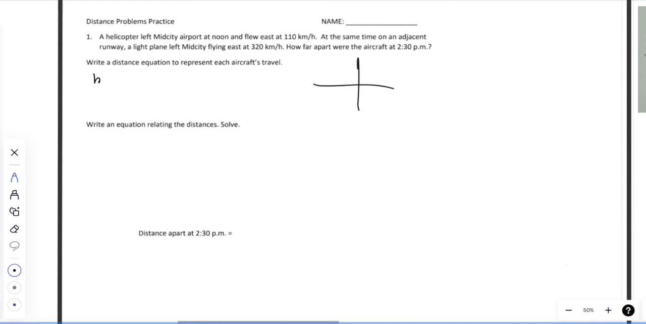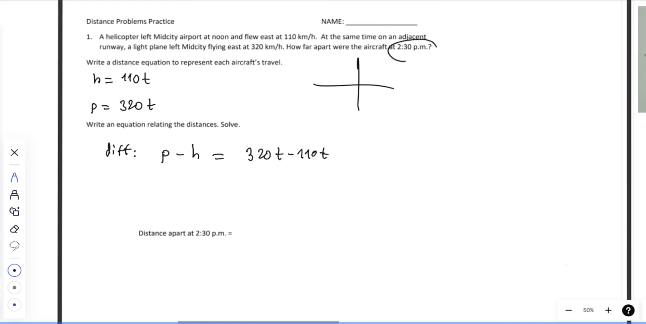Well, let's see. If we want to write a distance equation for each aircraft's travel, the distance of the helicopter is going to be 110 kilometers per hour times the number of hours. The plane is going to be 320 kilometers per hour times the number of hours. So let's say these are the two equations. To relate the distances to each other, the difference in distance is going to be the plane's position minus the helicopter's, which is going to be 320t minus 110t.